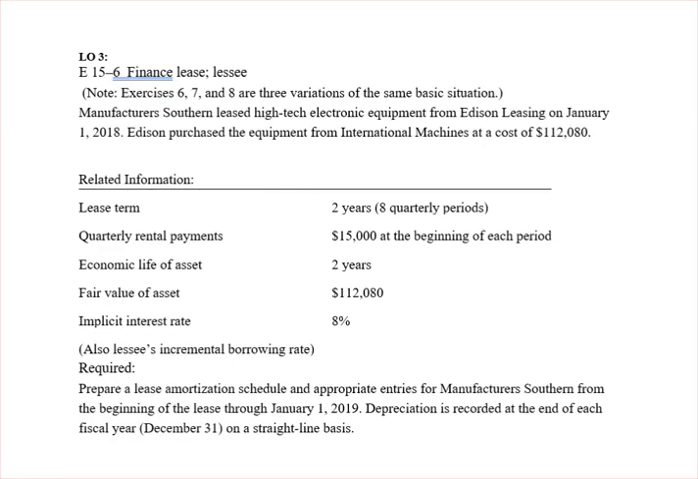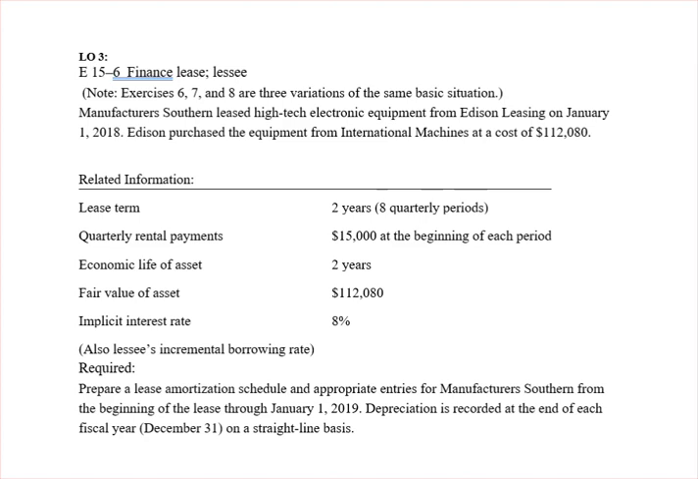Here we have quarterly payments at 2 years, so that means you'd have 8 periods of time. If 8% is the rate for the year, then for each quarter 1/4 would be 2%. Prepare an amortization schedule and journal entries. Wonderful exercise. I encourage you to work through this.